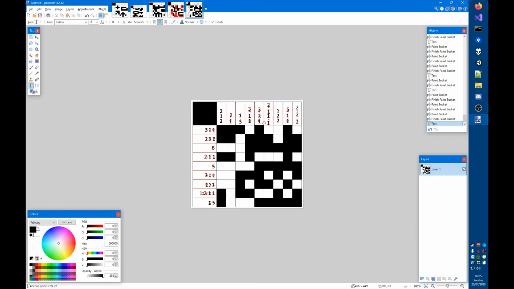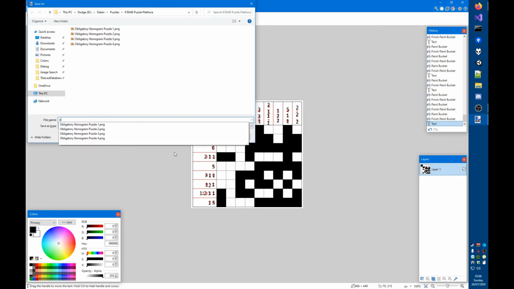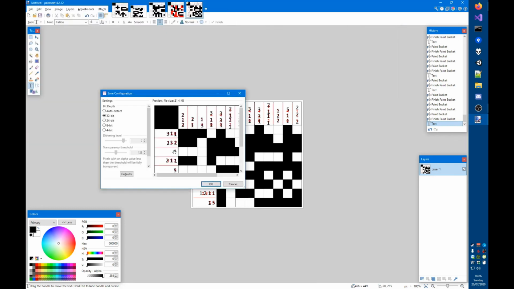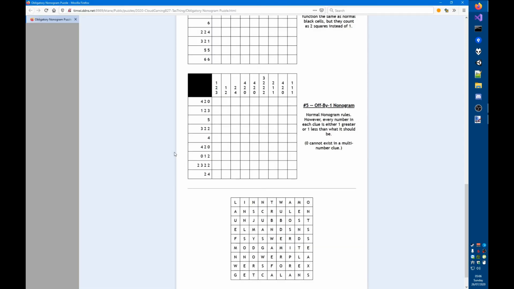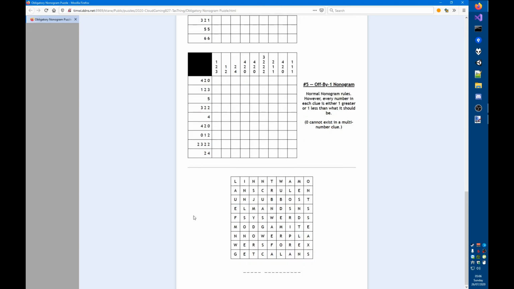Okay, I'm just quickly going to fill in the numbers. I don't think that I will need them, but just in case that I do, yeah, that should be it. So let's save this as obligatory nonogram puzzle number 5. Okay, so now comes the presumably difficult part. We have, thank God this is 9 by 9. So I could, in theory, superimpose this on top of the nonogram grids and see what I get.